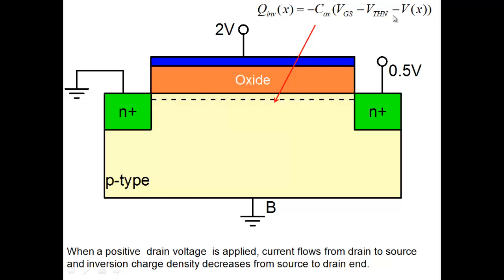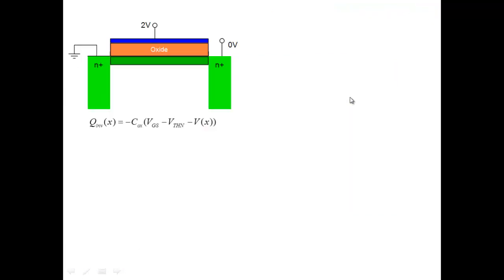Where would the inversion charge be maximum? Here, at the source end. Why? Because Vx is 0 here. The source is connected to 0. Maximum inversion charge occurs here, and minimum inversion charge occurs at the drain end. So this is the picture. Remember this equation now: Q inversion is minus Cox times (Vgs minus Vthn minus Vx). Vx is the channel potential here. So this is 0 volt here and 0 volt here.